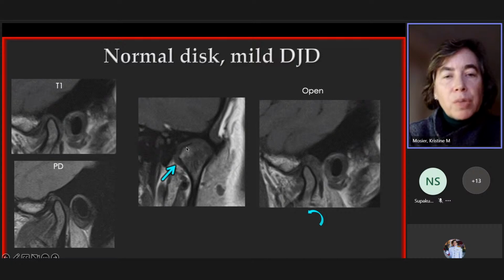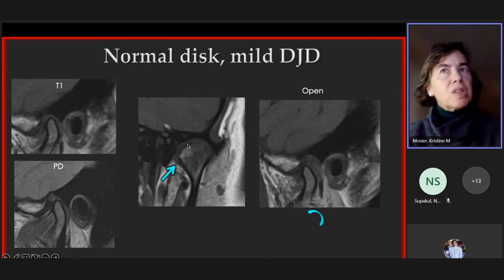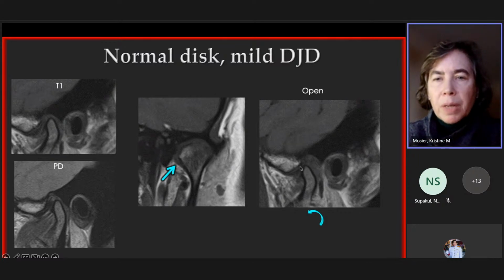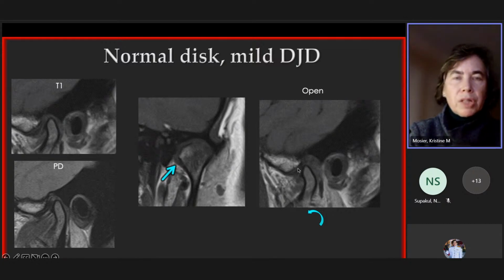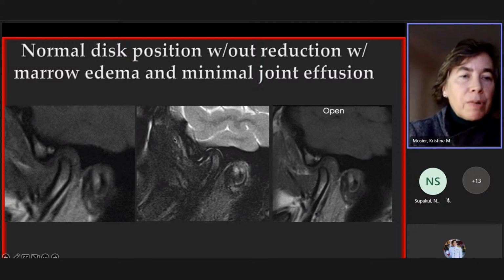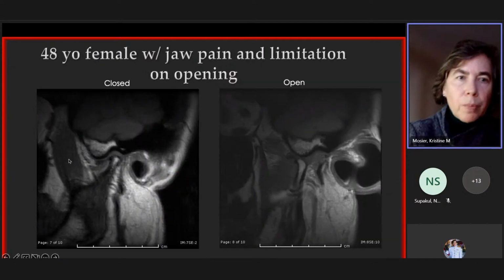When we look in the coronal images, there is a more obvious loss of cortication on this lateral pole, some sclerosis here. We see that the articular disc is a little bit redundant on the medial aspect. So it's not really displaced, but there's just a little bit of redundancy on the medial aspect. And we see on opening, there is some rotation, not a lot of translation, with normal positioning of the articular disc.